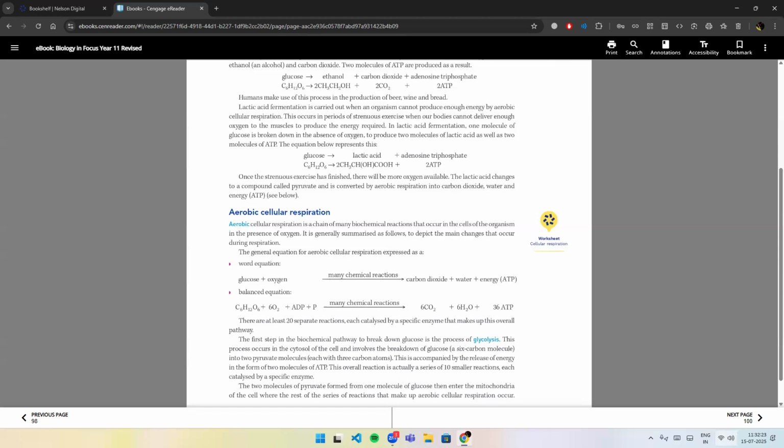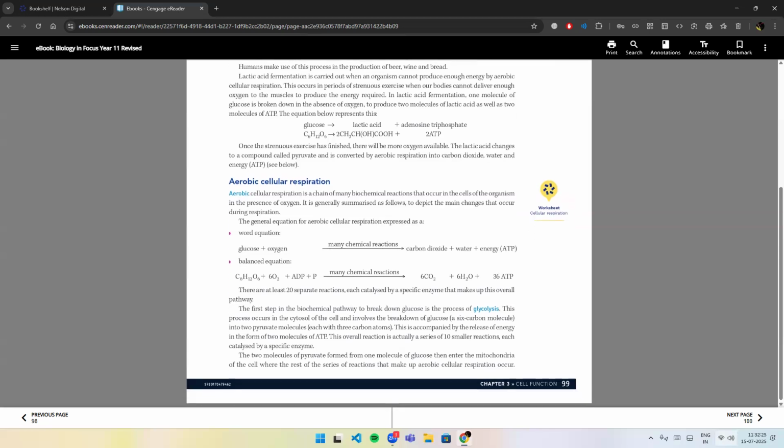Once the exercise has finished, there will be more oxygen available. The lactic acid changes to a compound called pyruvate and is converted by aerobic respiration into carbon dioxide, water, and energy, ATP. Aerobic cellular respiration. Aerobic cellular respiration is a chain of many biochemical reactions that occur in the cells of the organism in the presence of oxygen. It is generally summarized as follows to depict the main changes that occur during respiration.